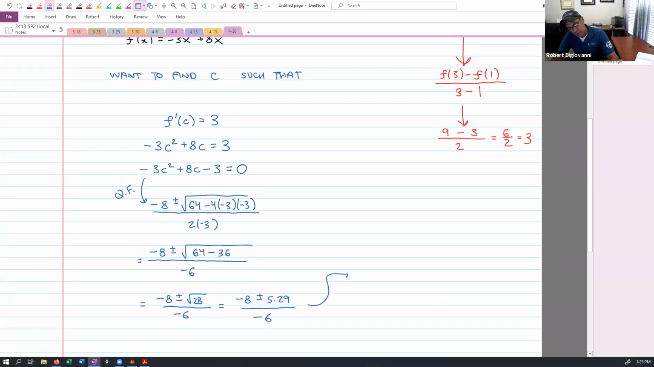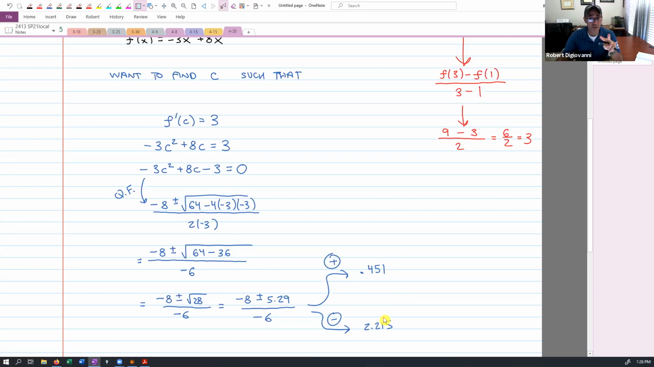And finally, I have two different answers here, the plus and the minus. So I'm going to look at both of these cases. I'm going to do negative 8 plus that, and then divide by negative 6. So one answer I get is 0.451. Now let me do the other one, negative 8 minus 5.29 divided by negative 6, and I get 2.215. I got two answers. Any questions on the answers, how I got them or anything?